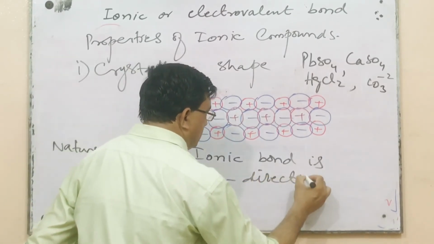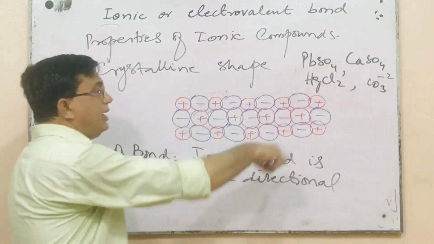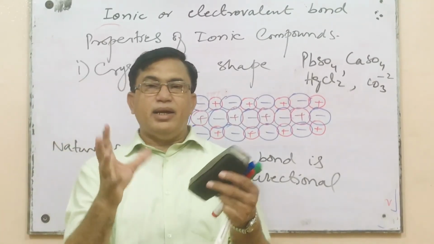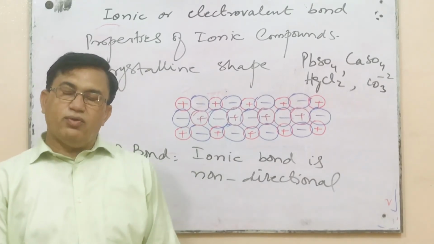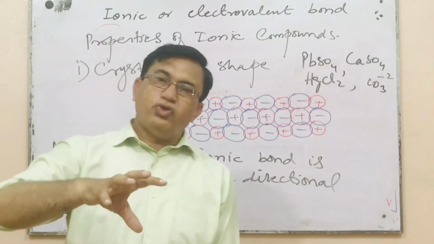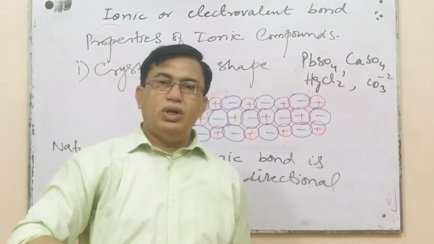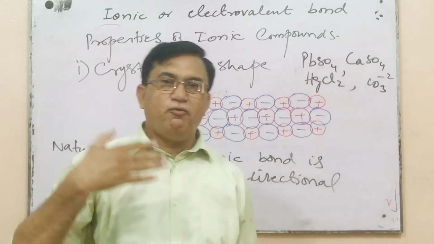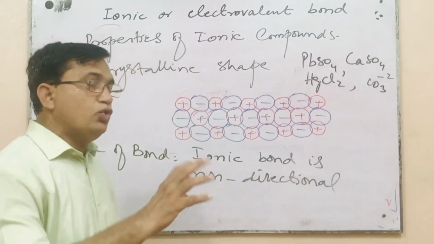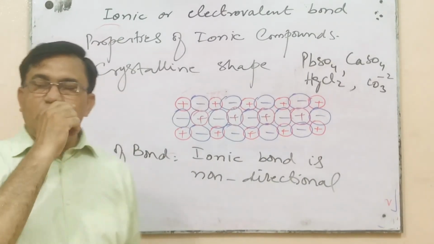Non-directional means, in case of cation and anion, if we consider cation and anion as a sphere of charge, then it will apply force of attraction in all directions: up, down, left, right, back, front. So from all directions, if an oppositely charged ion comes, it will attract.